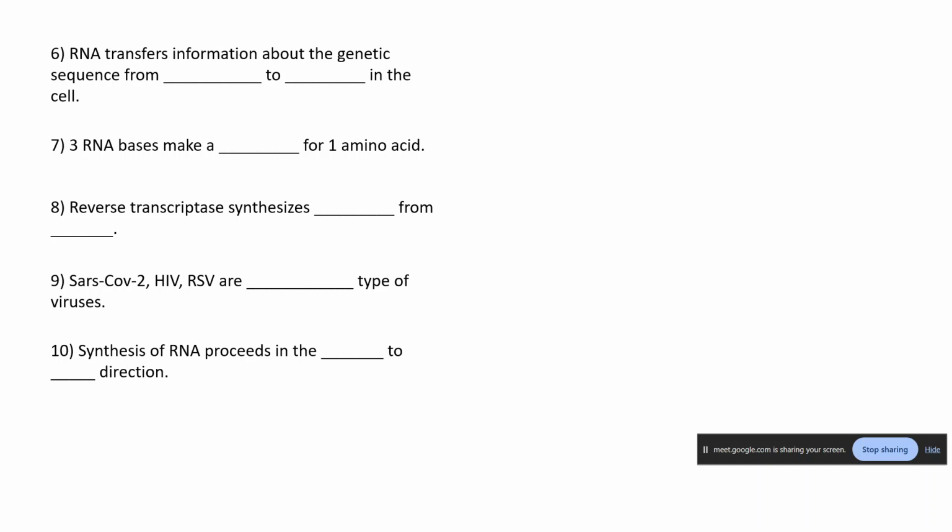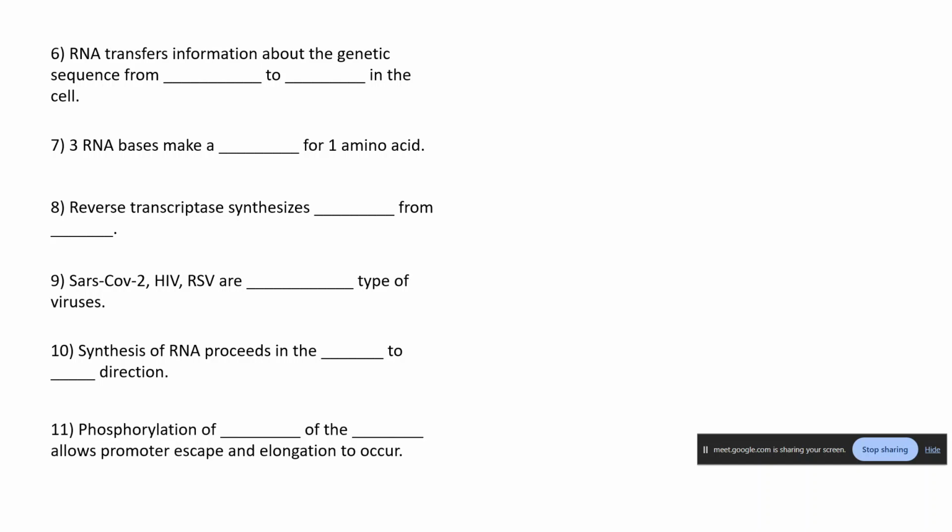The synthesis of RNA proceeds in which direction? From what side of the DNA to what side of the DNA? So transcription, or synthesis of RNA, proceeds in which direction? 5 to 3 direction. That's correct. So from the 5' end to the 3' end, that's how transcription takes place.